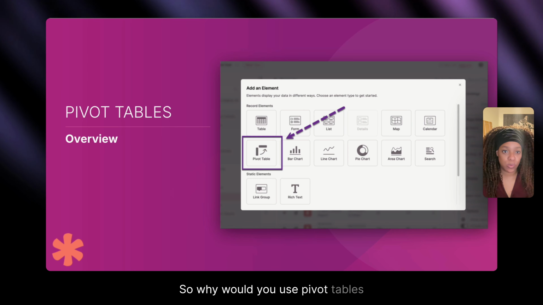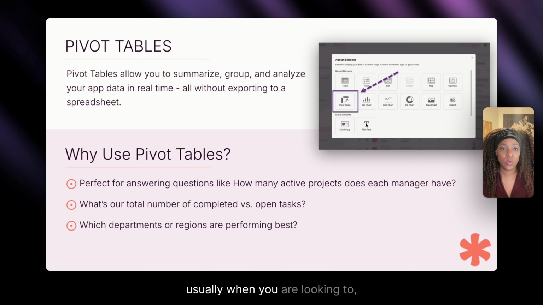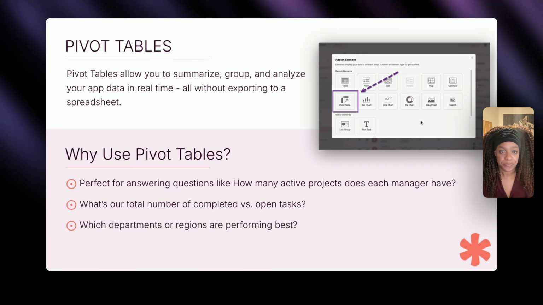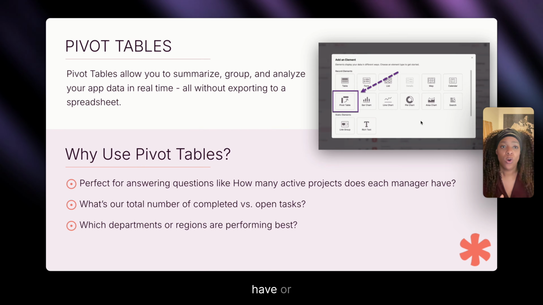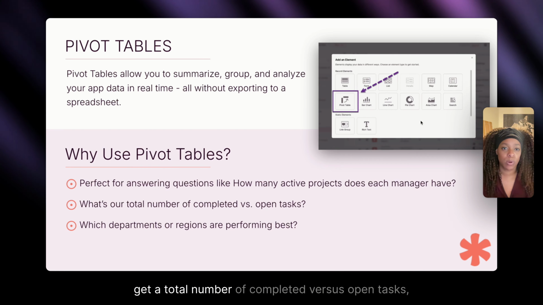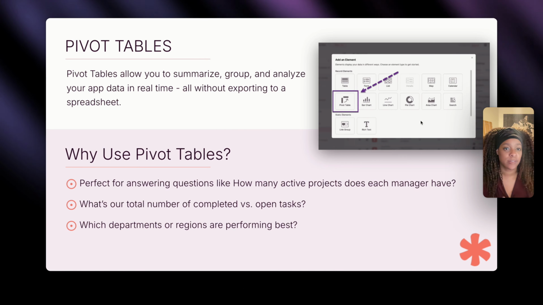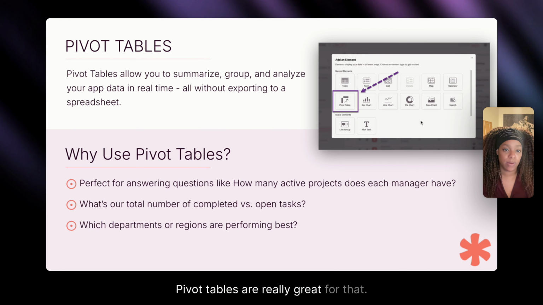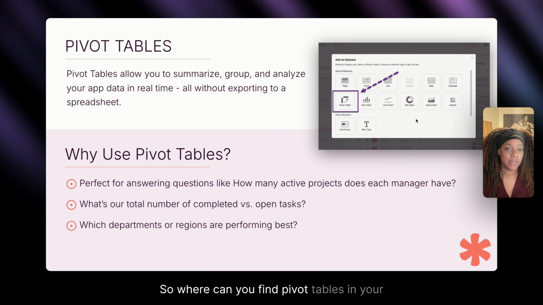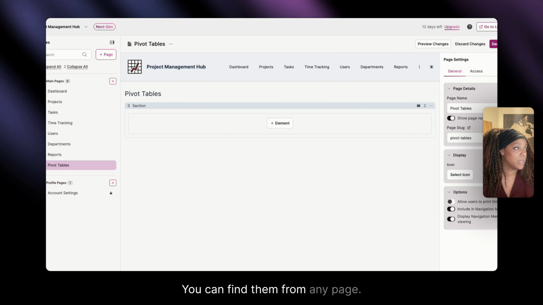So why would you use pivot tables? Usually when you are looking to see how many active projects your employees might have, or get a total number of completed versus open tasks, or which departments or regions are performing the best. Pivot tables are really great for that. So where can you find pivot tables in your builder? You can find them from any page.